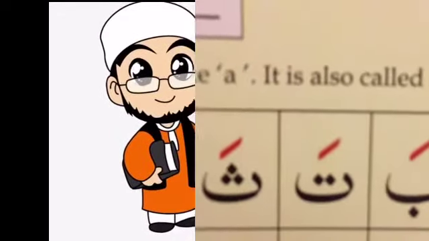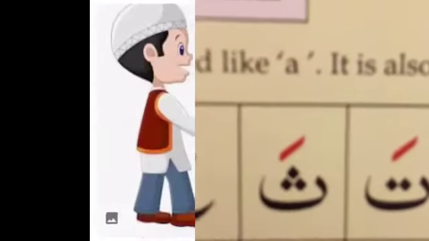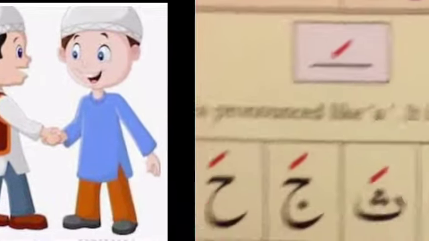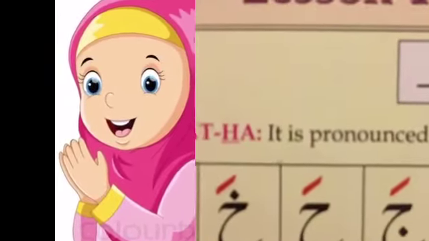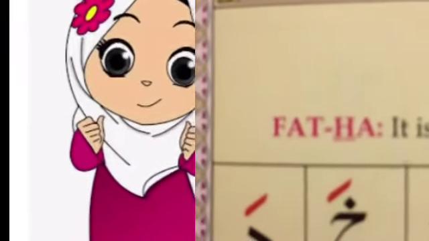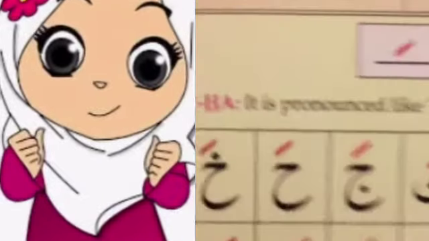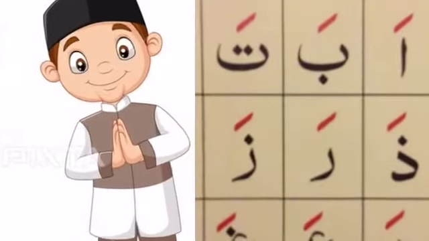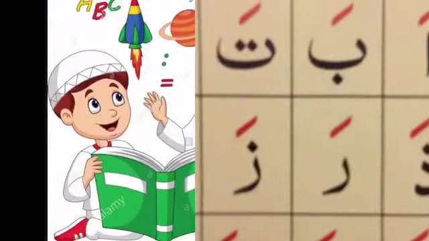Ta Fatiha Ta. Tha Fatiha Tha. Jim Fatiha Ja. Ha Fatiha Ha. Kho Fatiha Kho. Dal Fatiha Da. And we got here the second line. Dal Fatiha Da. Ra Fatiha is still the same.